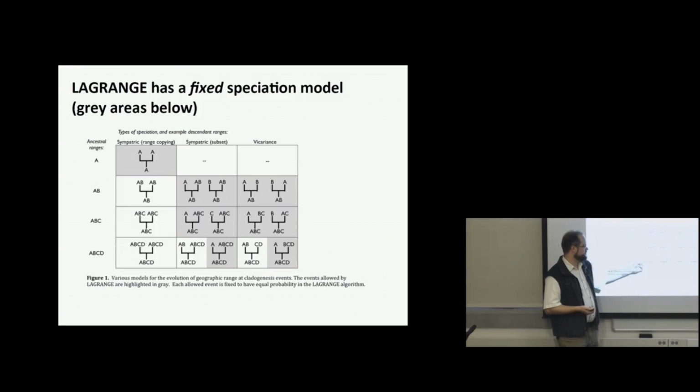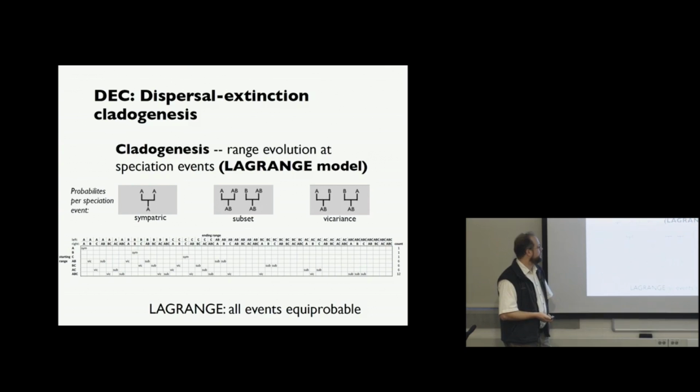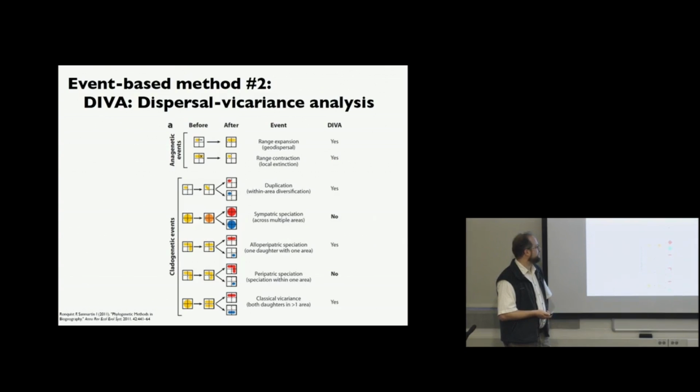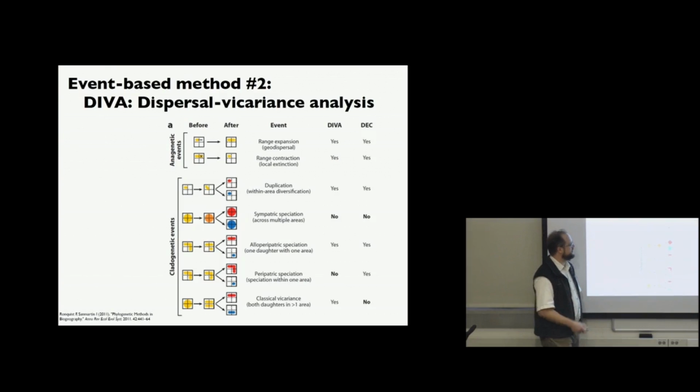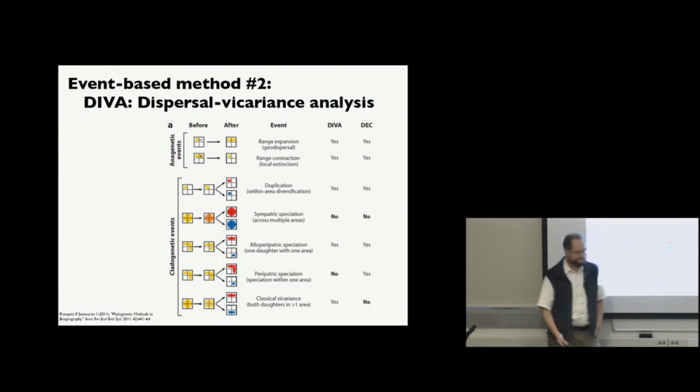Similarly with subset speciation, the argument was that new species tend to live in small regions, and so we should insist that one new species always lives in a small region. That's the assumption that's made there. And here's that model again. If we compare Lagrange and DIVA, we can see that somewhat different decisions were made about what processes are allowed. I mentioned that classical vicariance is not allowed, but you still have this sort of vicariance where you split off one area.